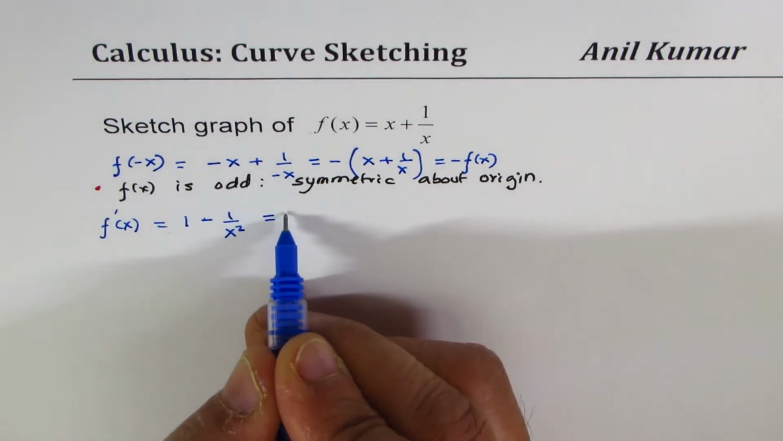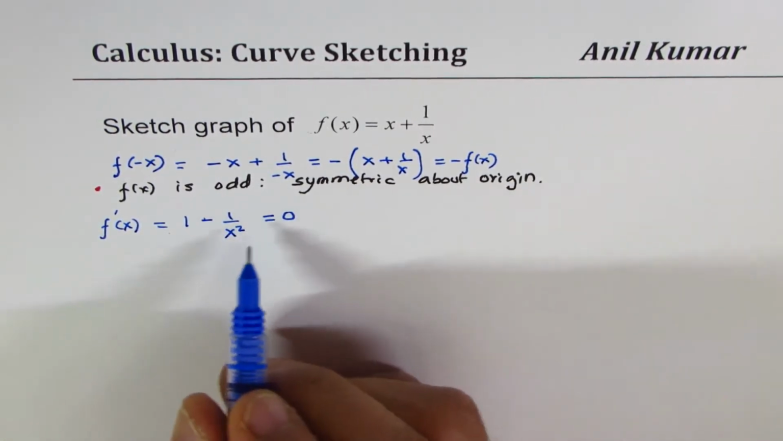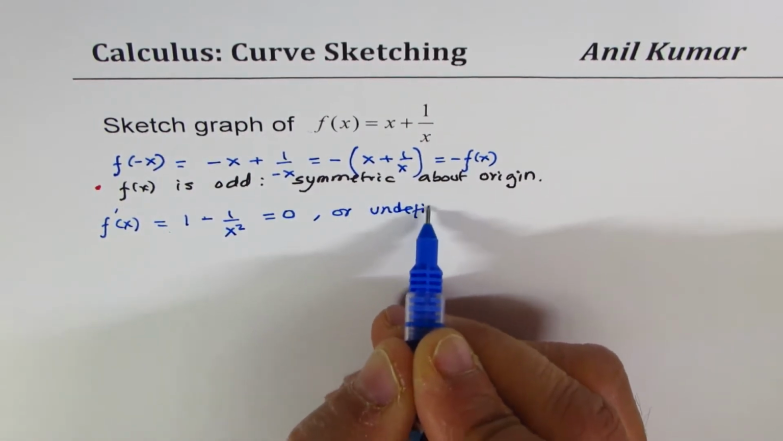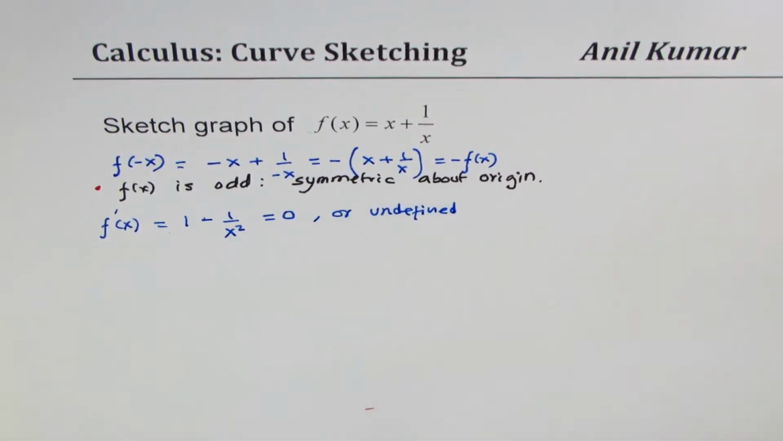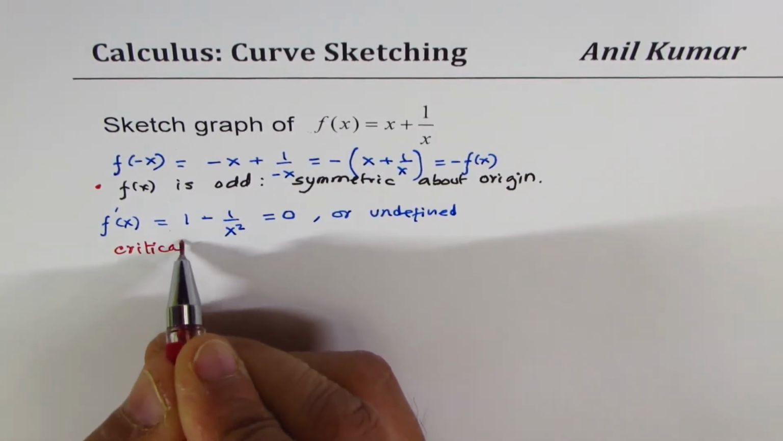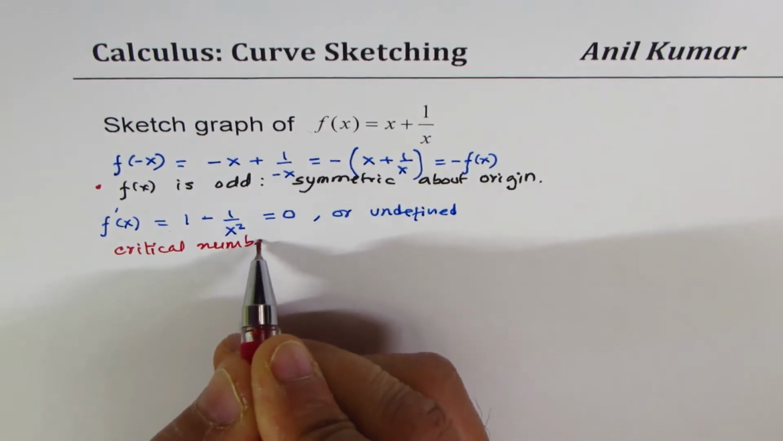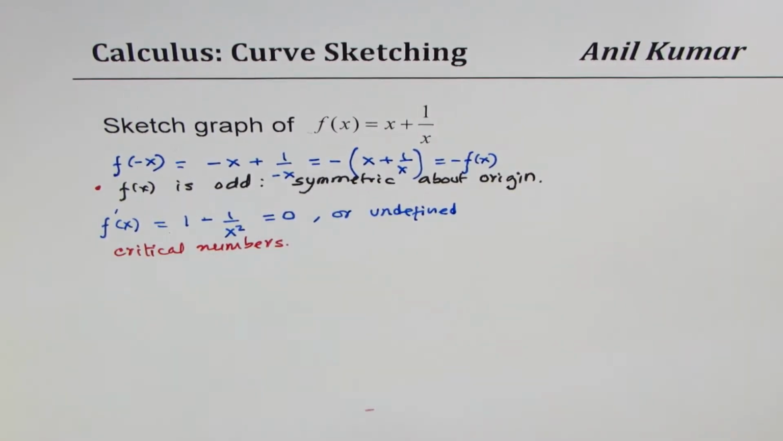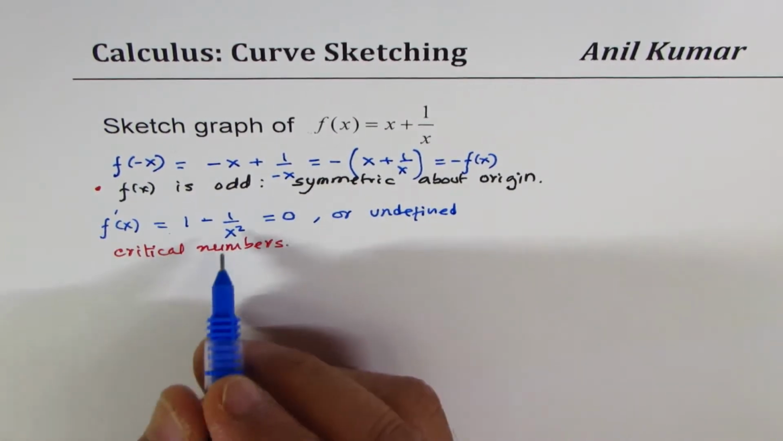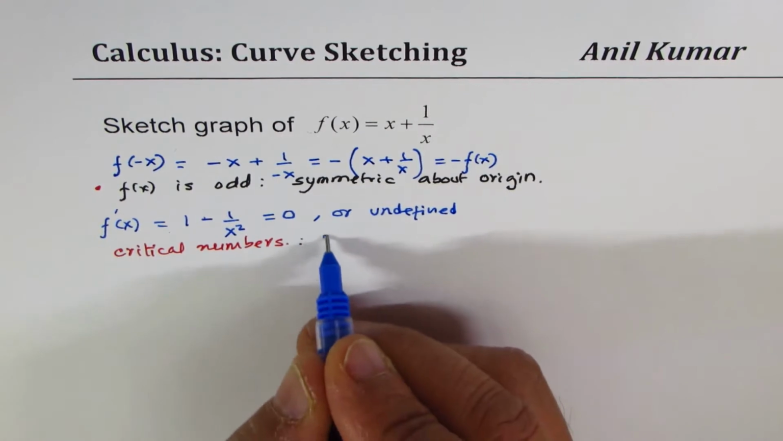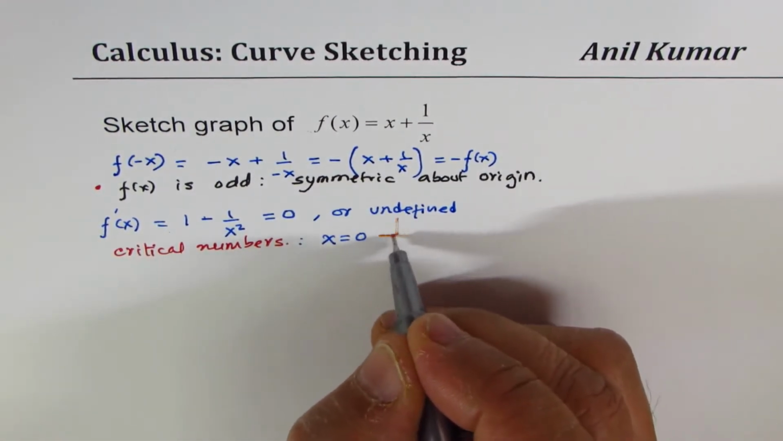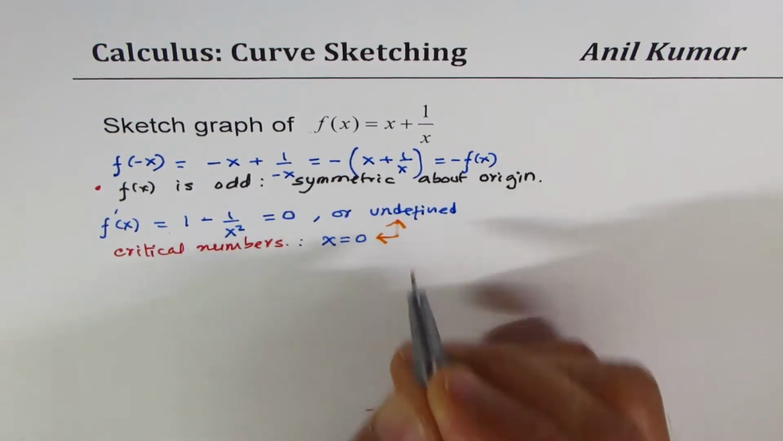For this derivative to be 0 or undefined, we get critical numbers, right? So let's find what the critical numbers are. One is, of course, x equals 0. x equals 0 will give us where it is undefined. So one is x equals 0. That is for undefined; the denominator will be 0.